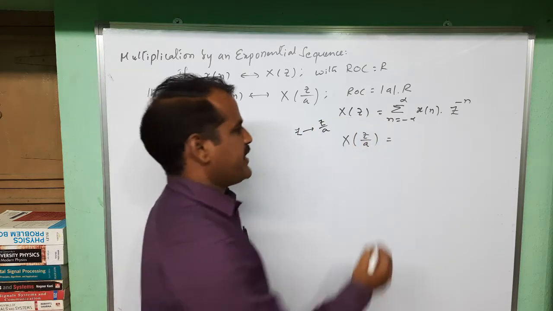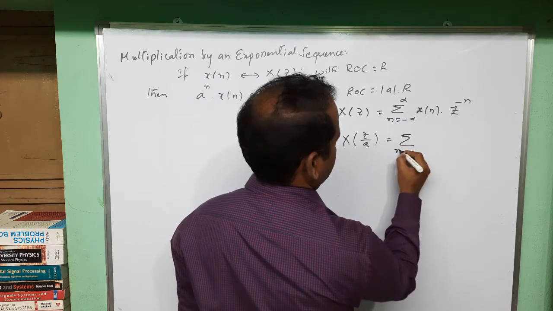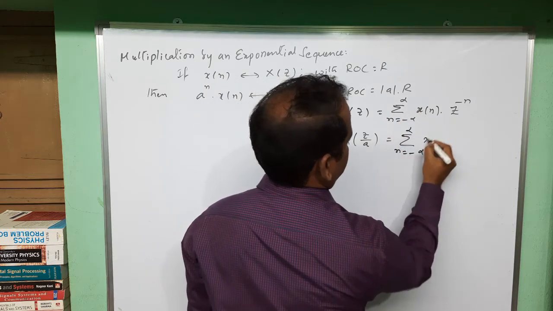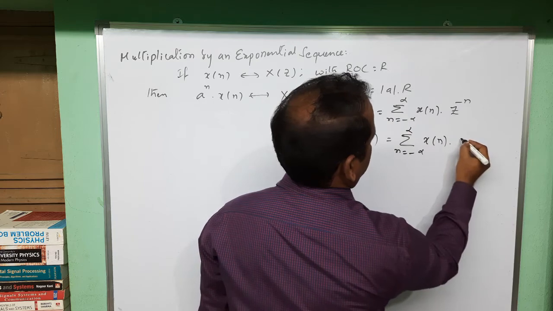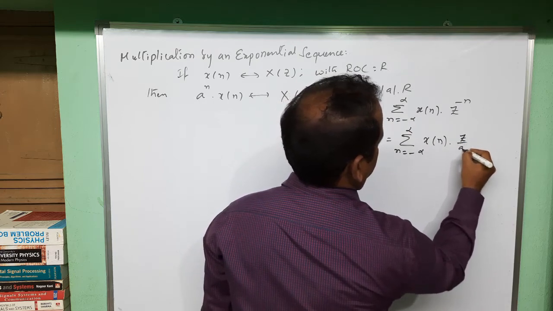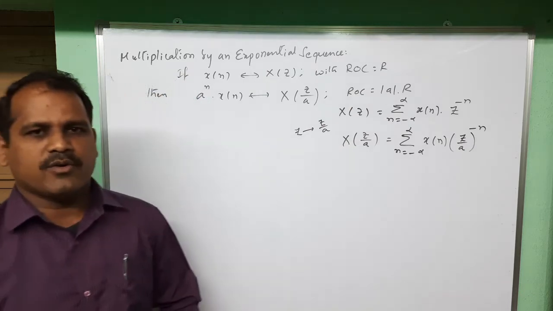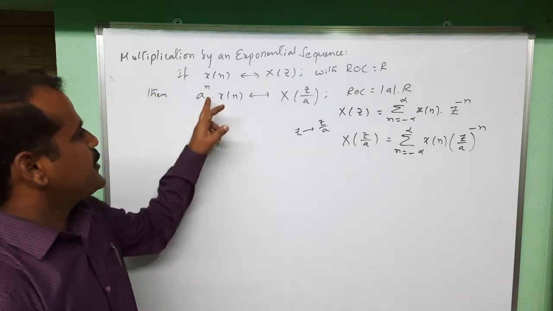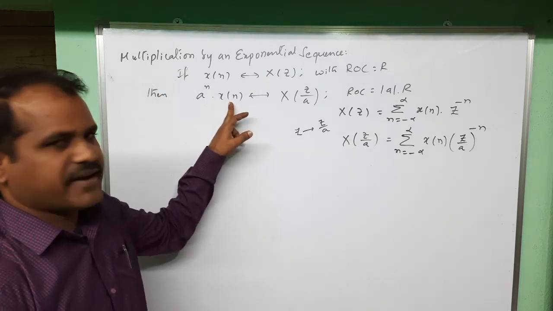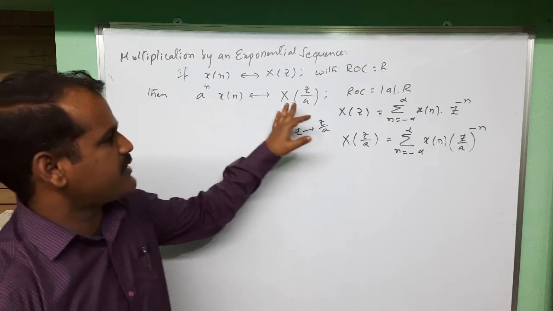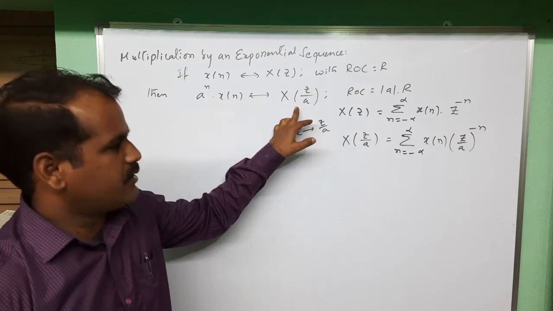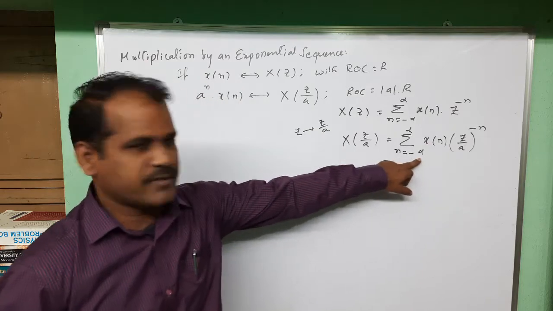Then x of z by a is equal to the sum over n from minus infinity to plus infinity of x of n times z by a to the power of minus n. So what we are going to prove in this property is that when we take the Z transform of a power n x of n, finally we should get x of z by a, or this expression.